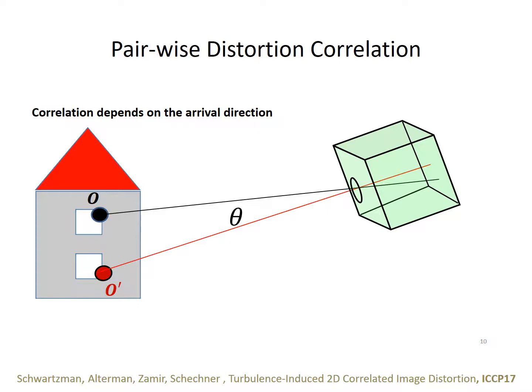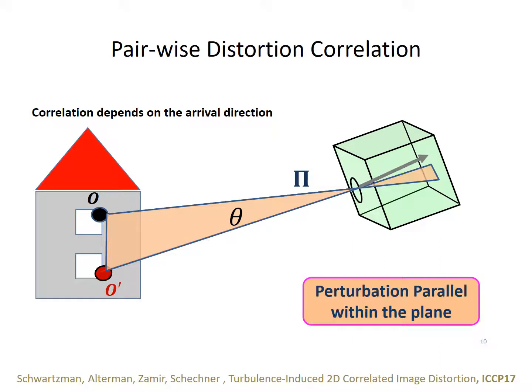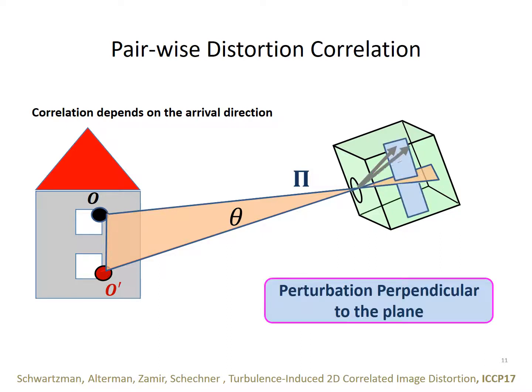These lines form a plane pi. The correlation depends on the directions of these angles of arrival relative to this plane. Let us define 2 terms. Suppose an angle of arrival perturbation is within the plane pi. Then this perturbation is termed parallel. Angle of arrival perturbation is perpendicular if it is perpendicular to this plane pi.